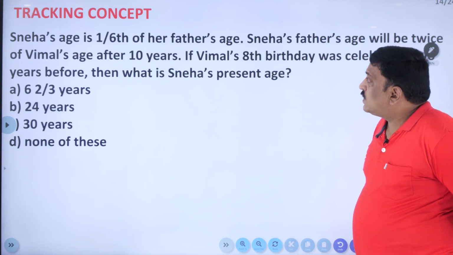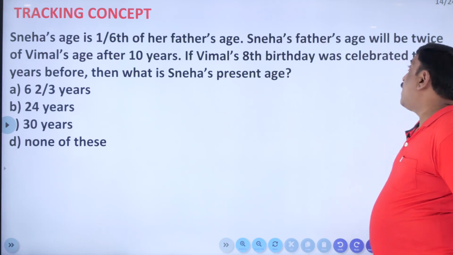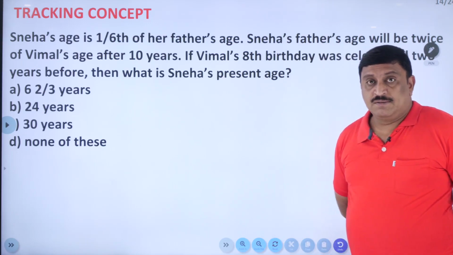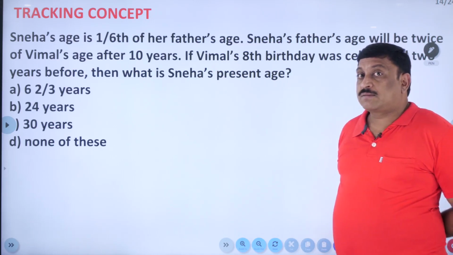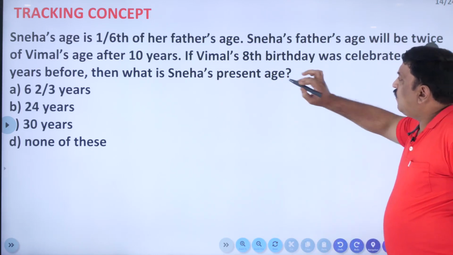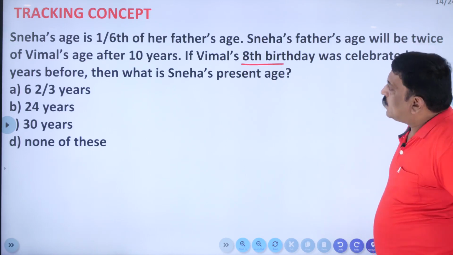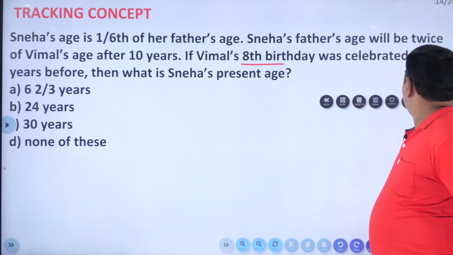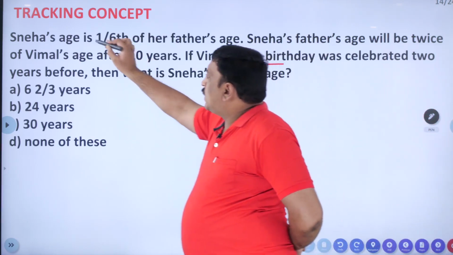Sneha's age is 1/6 of her father's age. Sneha is compared with father. Sneha's father's age will be twice of Vimal's age after 10 years. So Sneha's father is compared with Vimal's age. But when? After 10 years. First sentence, present. If Vimal's 8th birthday was celebrated 2 years ago, then what is Sneha's present age? We need Sneha's present age.